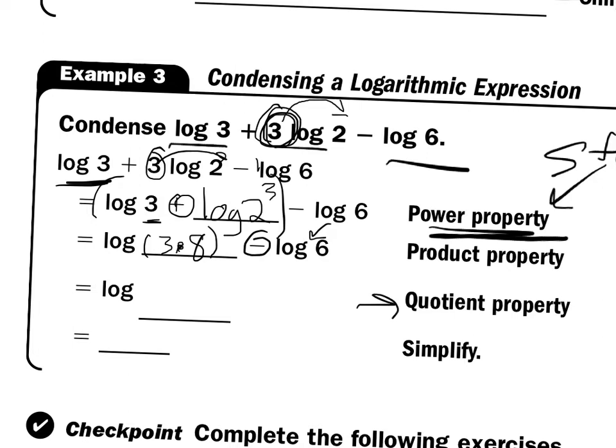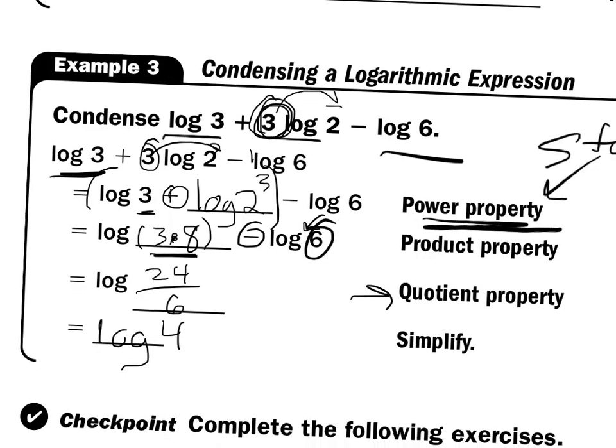So remember, the quotient property is log of the first thing in the numerator, so it's going to be log of, I can rewrite that as 24. So 3 times 8 is log of 24 over the log of 6, so that's going to be 6 in the denominator, which is just the log of 24 divided by 6, which is just the log of 4. That's an example of condensing.